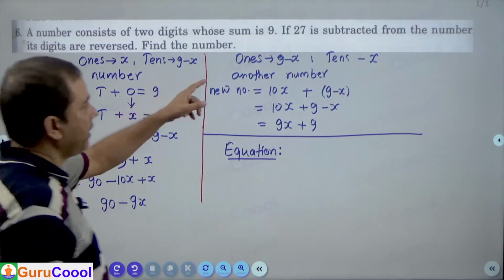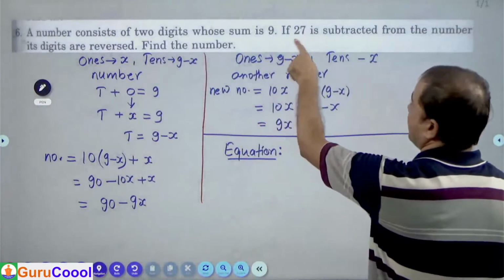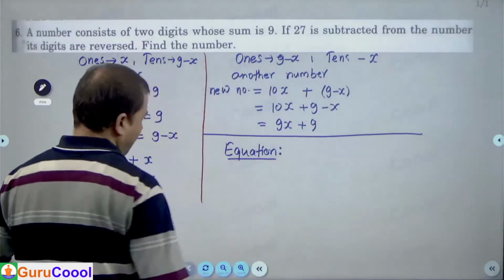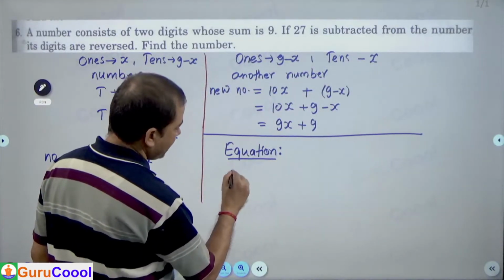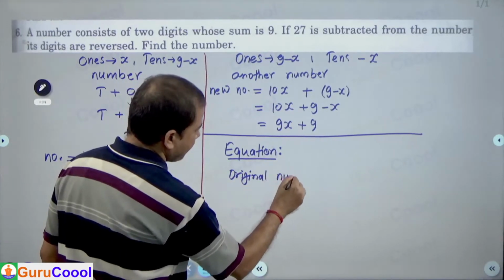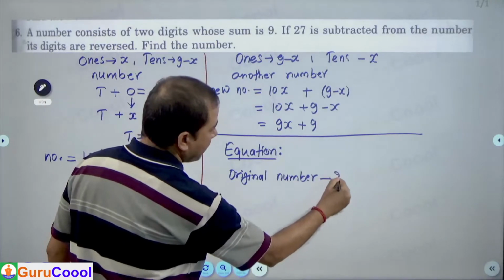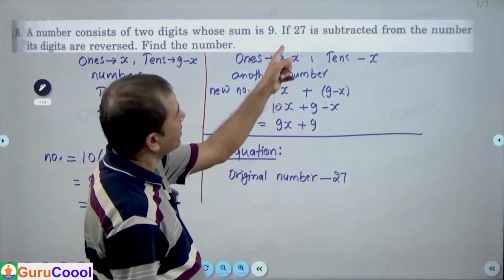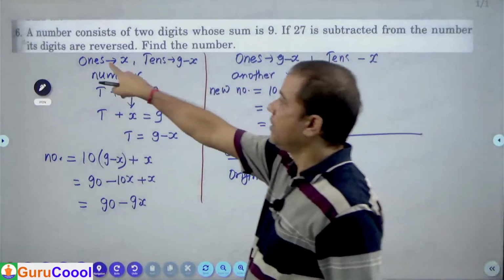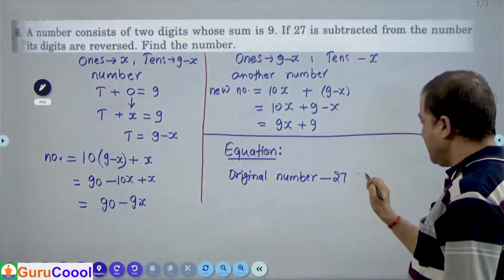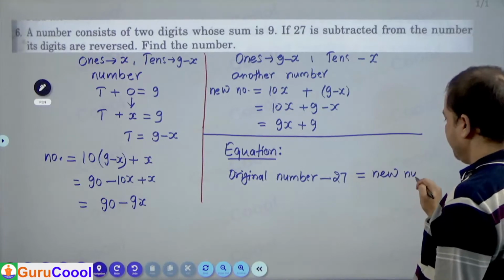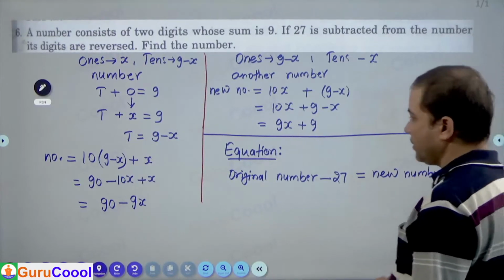It is telling clearly, if you subtract 27 from the original number, the new number will form. The question is clearly telling original number minus 27. Subtracted from the number. The number means original number. Its digits are reversed, so the new number is equal to that. Means this. You did not use this clue.